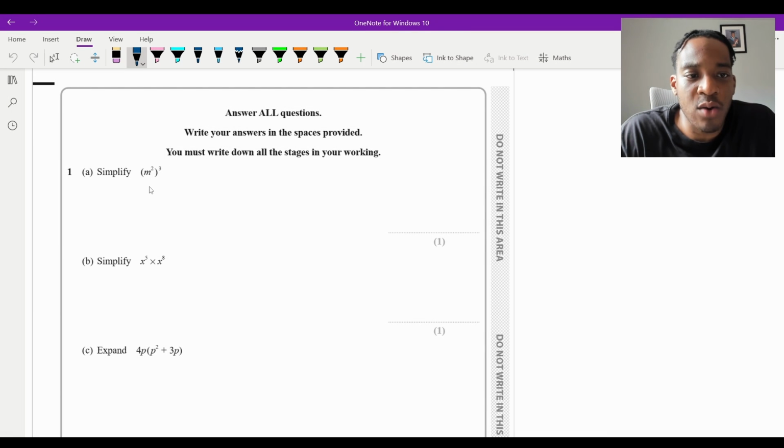Question one says simplify m to the power of 2, all to the power of 3. From our index laws, we know that we multiply the powers together, so it's going to be m to the power of 6, isn't it? And the next one, we need to simplify x to the 5 times x to the 8. So this one, we add the indices together, so it's going to be x to the power of 13.